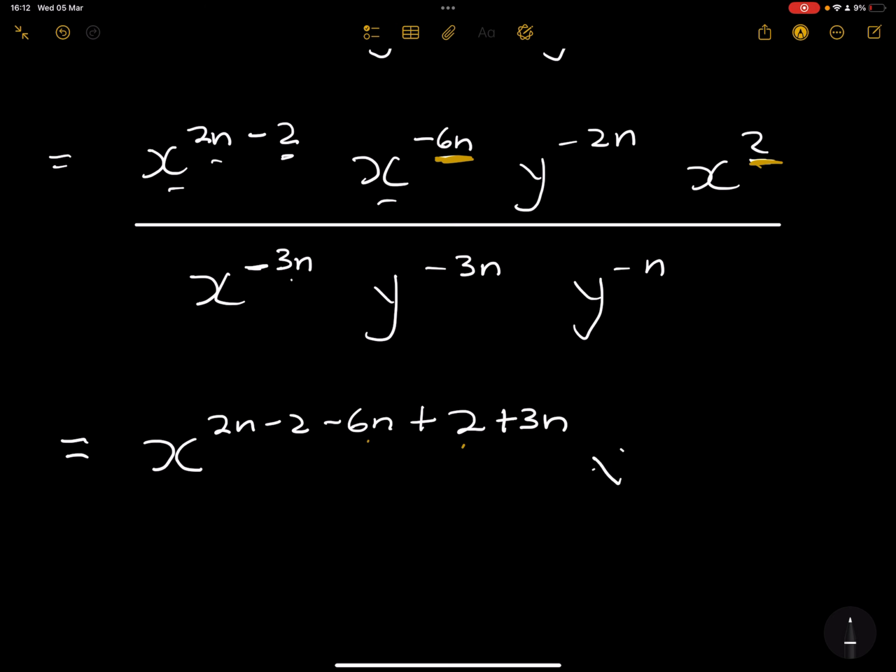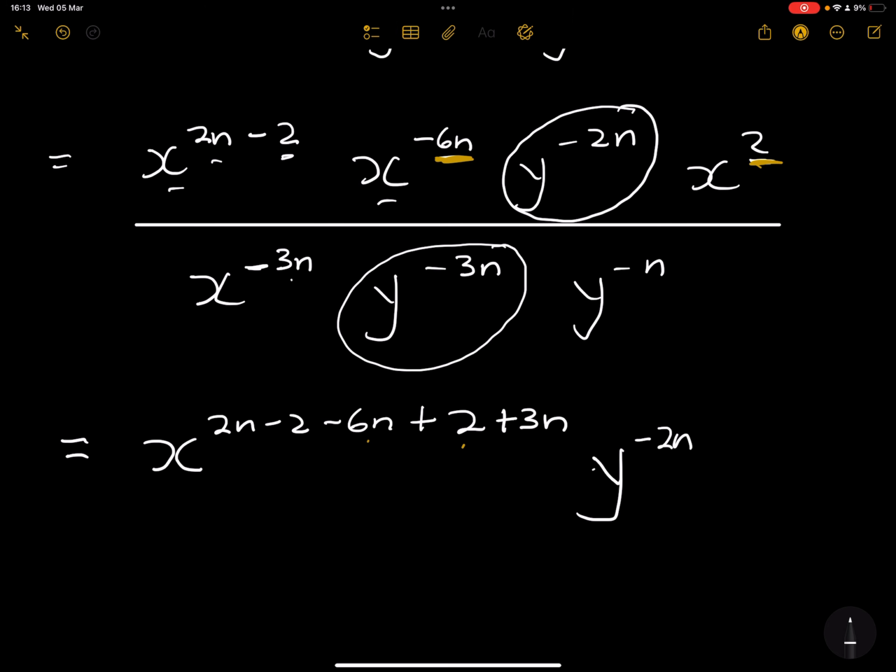Right, so now I'm going to take y. So here's the first one. That's minus 2n. That's the exponent. But now I've got another exponent here, which has a minus 3n. But remember, it is divided in this case. So what happens? The exponent changes sign. That's plus 3n. And we've got 1 with a minus n. What happens? The exponent changes sign, and that becomes positive n.